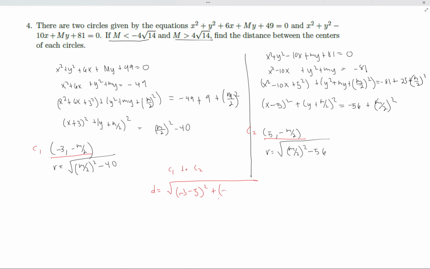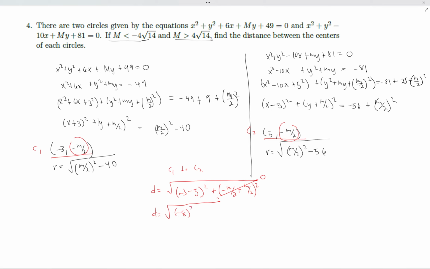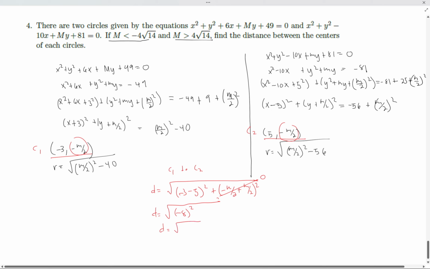So we have here negative m over 2 minus negative m over 2, so the other one will have to be positive, squared. Now notice this term right here will just become 0. Again, we're subtracting the same y value for each of them. So all we have left is a constant value right there. Now that is negative 3 minus 5, that is negative 8 squared, or that is just the same as 8 squared technically.